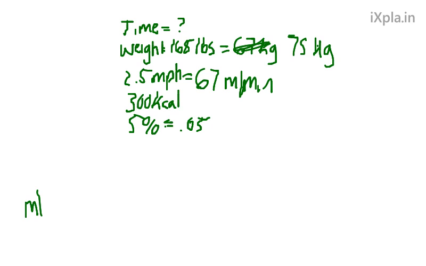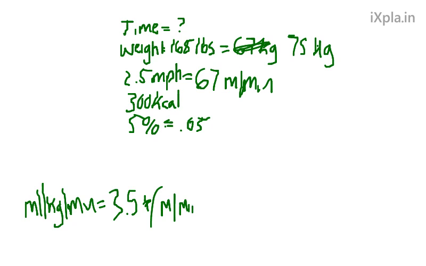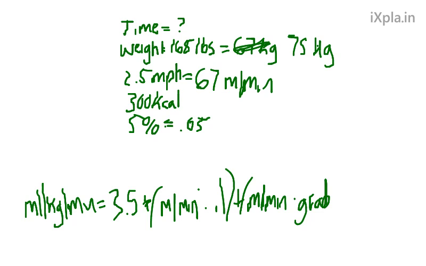The walking equation is pretty much like the running equation, but it's using different numbers. In milliliters per kilogram per minute, 3.5 plus meters per minute. Instead of timesing it by 0.2, now you times it by 0.1 plus meters per minute. Well, actually, do a grade first, but whatever. Grade. Now you're timesing this by 1.8.